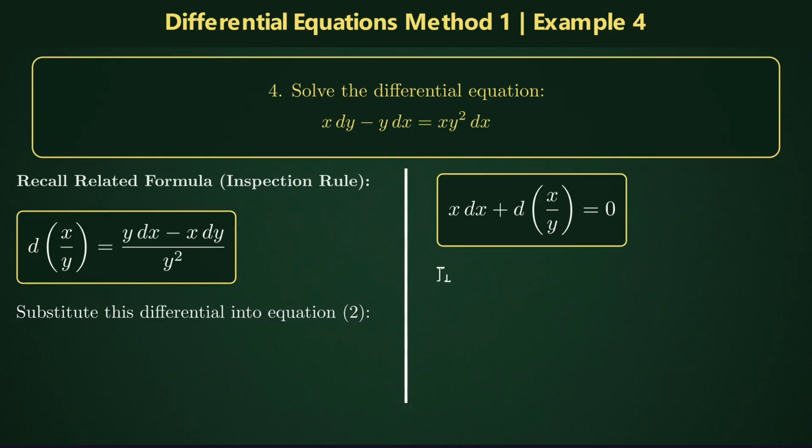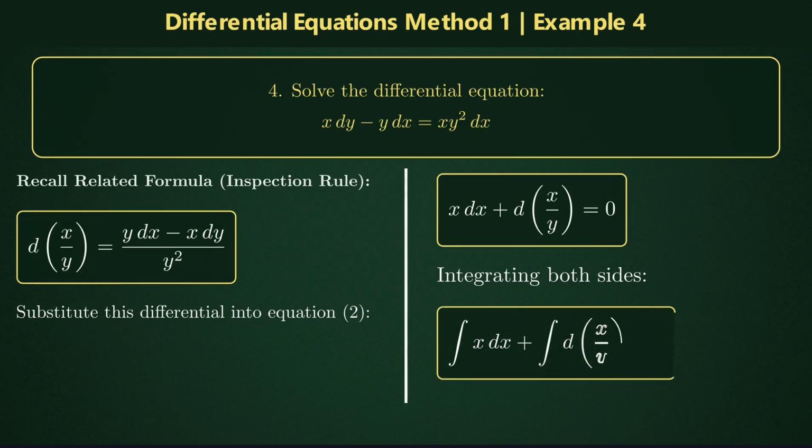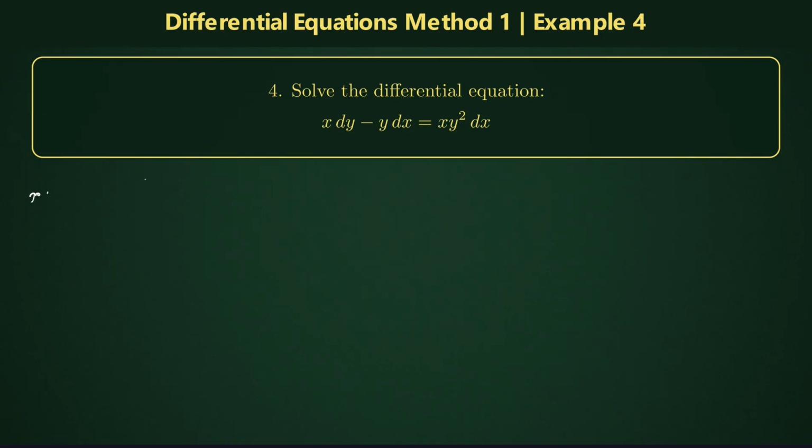Next, we integrate both sides of the equation. This gives the integral of x dx, plus the integral of the differential of x over y, equals c. Evaluating the integrals, we get the final general solution: x squared over 2 plus x over y equals c.